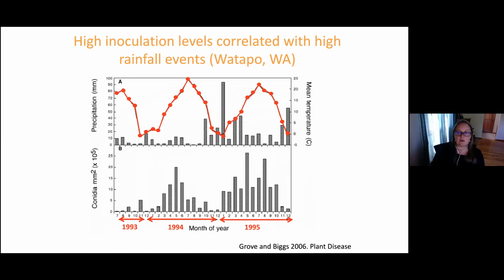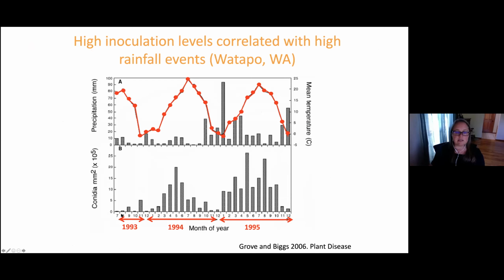Some other results were done in Washington State, by Grove and Biggs. Alan Biggs was the researcher that I mentioned before from West Virginia University, and he's done a lot of work on Cytospora. He's now retired, but he had done a lot of work.